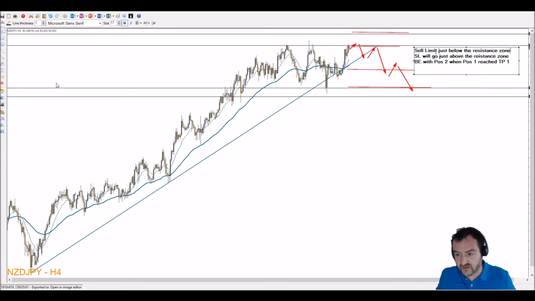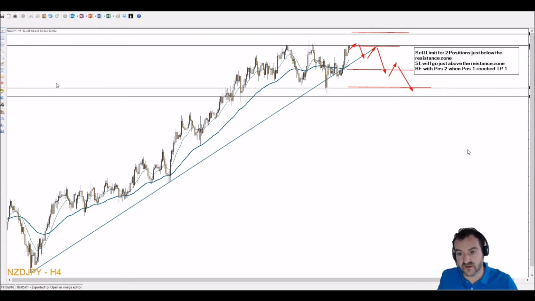Now you might wonder, okay, TP1, position 2, what are you talking about? So I put the information in again. I will put a sell limit for two positions just below the resistance zone. You see, I make a partial entry. I will make two positions of the same size according to my money management rules, and then I also have two TPs, and this is exactly what I describe here.